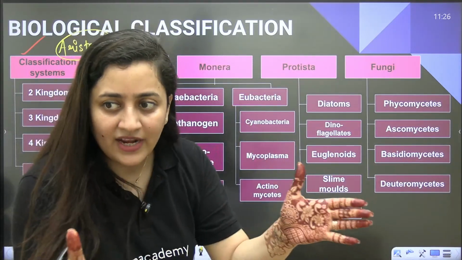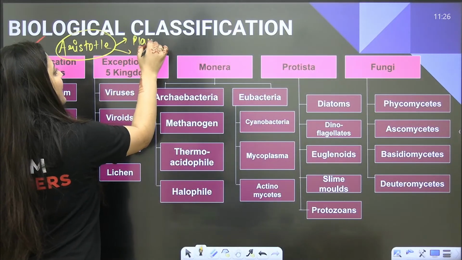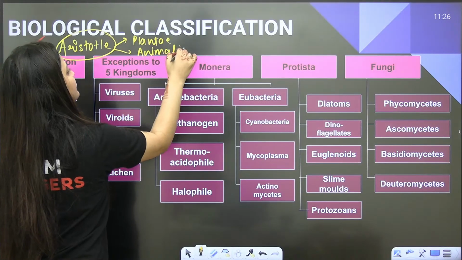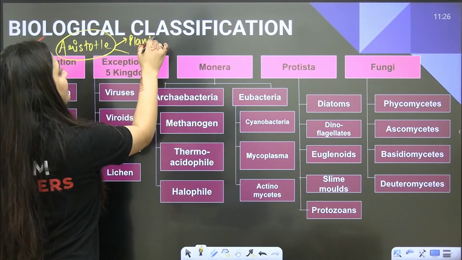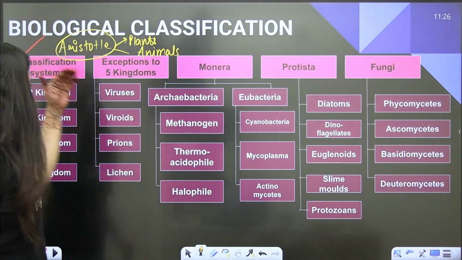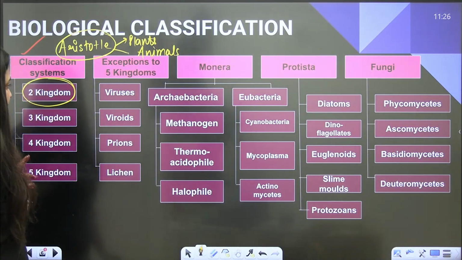And he divided the organisms into two categories. One is your plants and animals. So Plantae and Animalia, or you can simply say plants and animals. So he tried to classify the organisms, but actually that proper kingdom system was firstly used by Carolus Linnaeus in the 2 kingdom classification system.